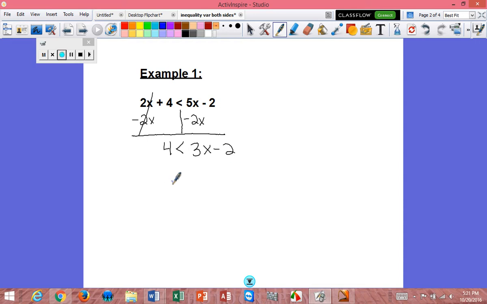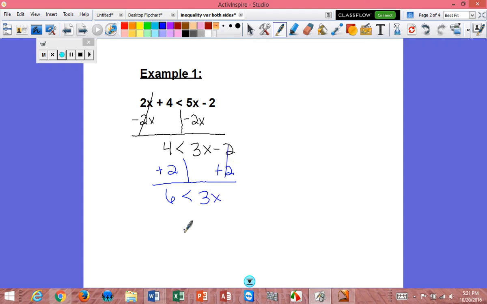So now I have a normal two-step inequality. Again, I'm going to separate the left and right sides. I'm going to cancel the constant, so I'm going to add 2 to each side. 4 plus 2 is 6. Carry down the symbol, and we have 3x, and that was a zero pair.